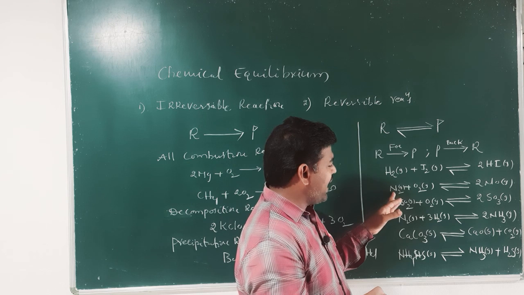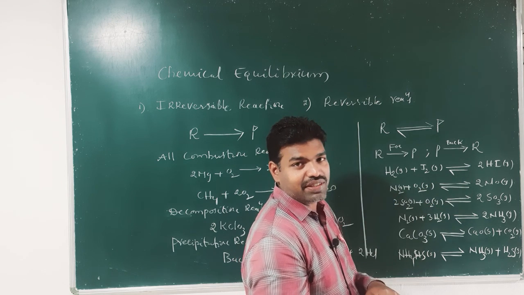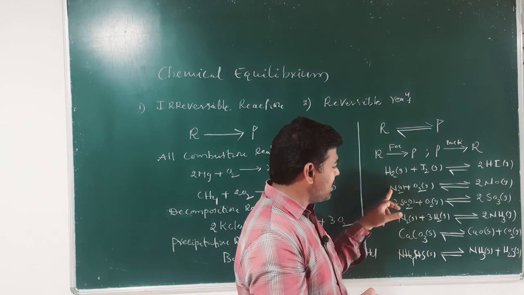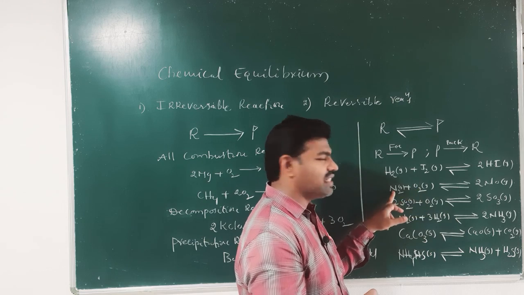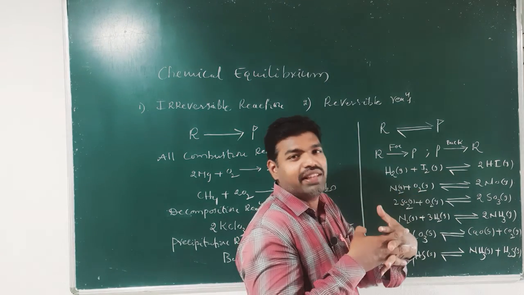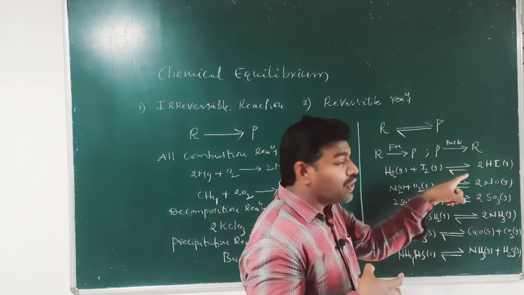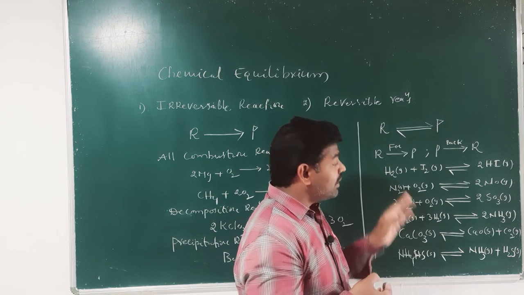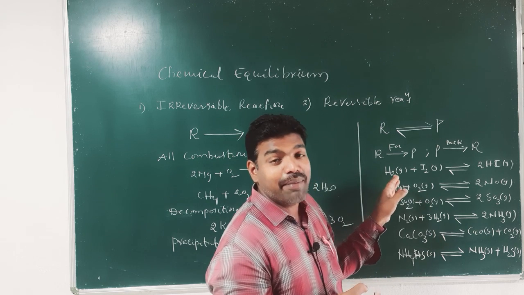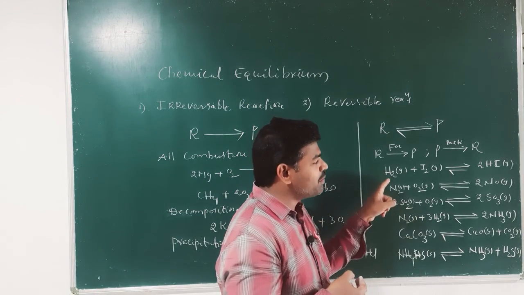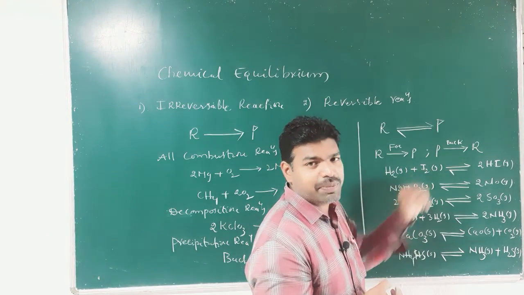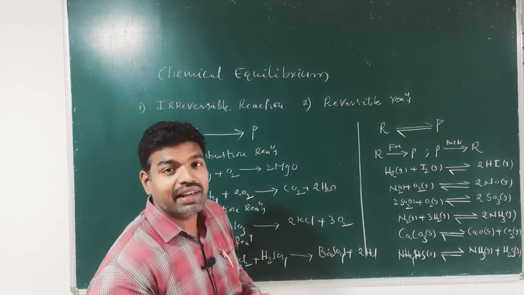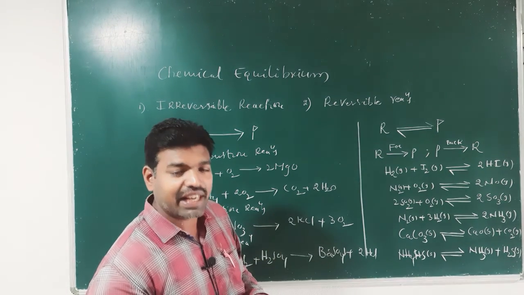And N2 reacts with O2 to form 2NO gas. This is a new chemical species. Whenever these chemical substances react together and form a new chemical species, that is what we call a chemical process. So, in reversible reactions, a chemical process takes place. Of course, in irreversible reactions also a chemical process takes place.